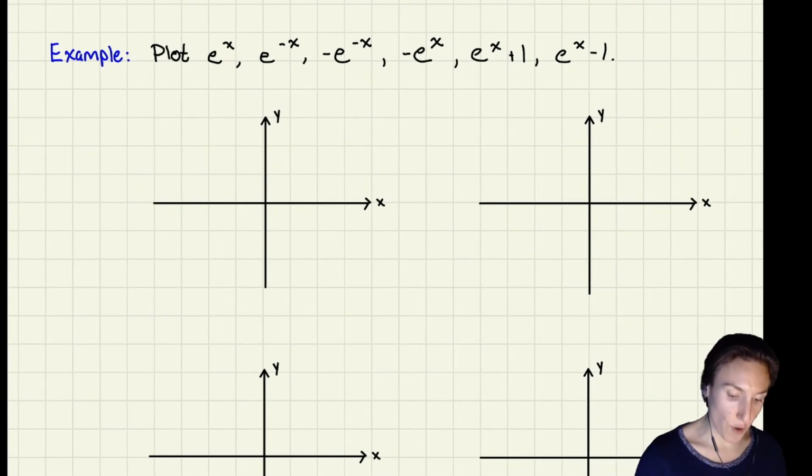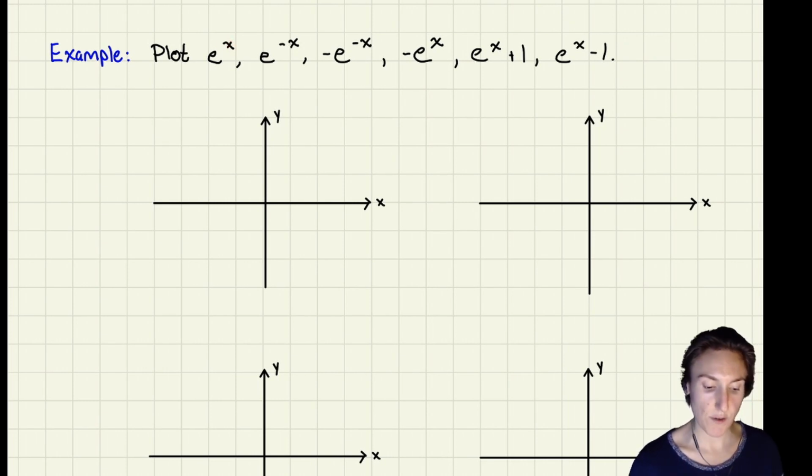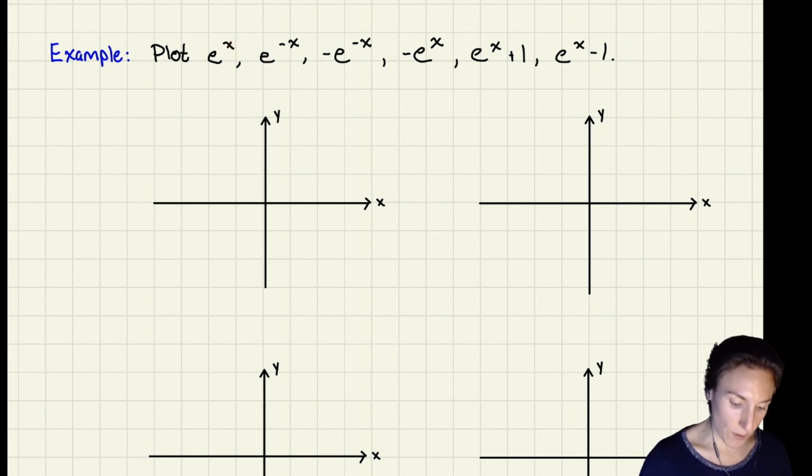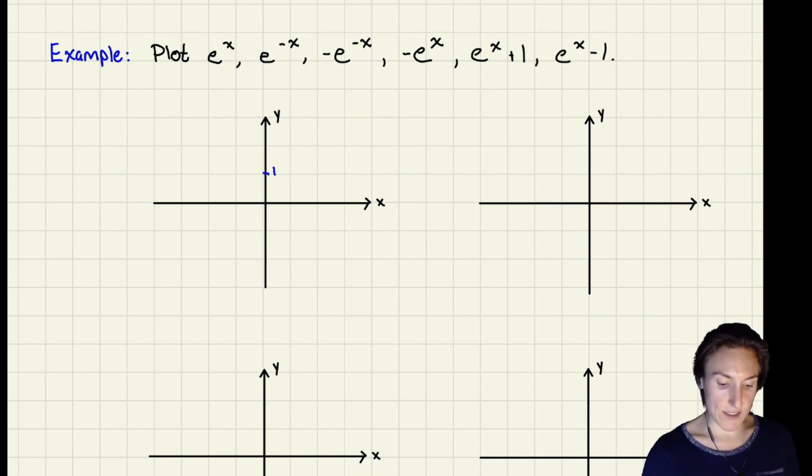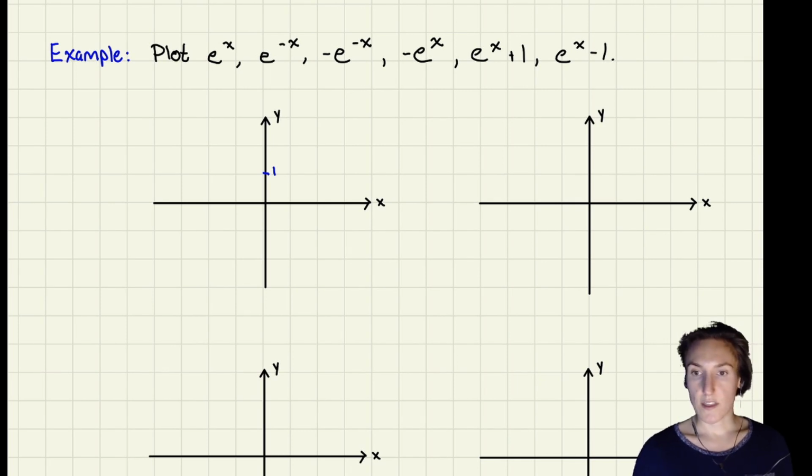For e to the x, always check what happens when x is equal to 0. So when x is equal to 0, we have e to the 0, and that's just equal to 1 here. If x is negative, so if it's e to the negative 100, that's a small number because that's equivalent to 1 over e to the 100. So as x gets more and more negative, we get smaller and smaller, closer to 0.